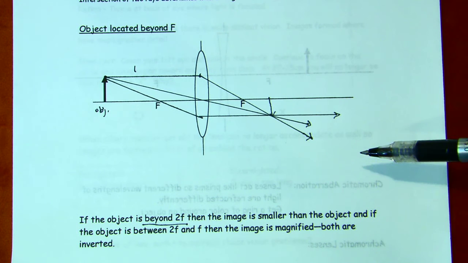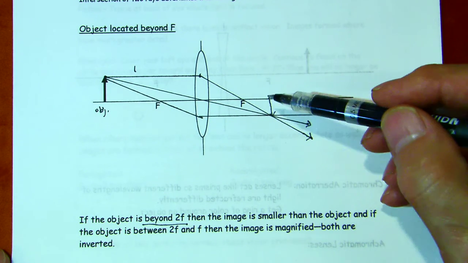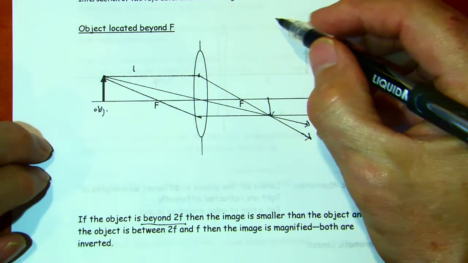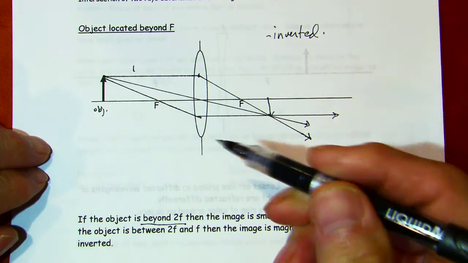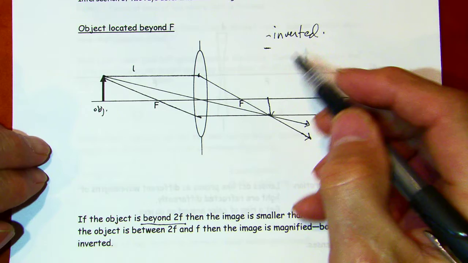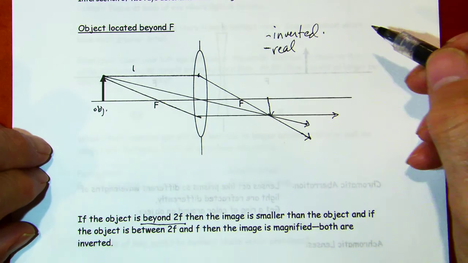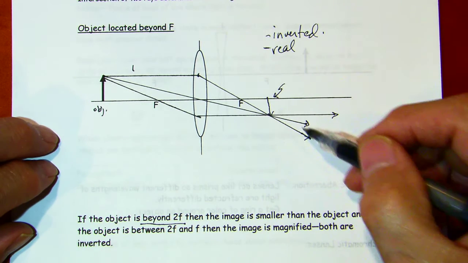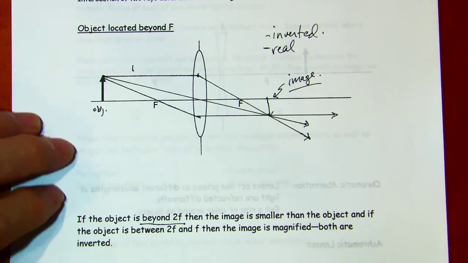If it is between 2f and f, then the image is magnified. But both of these are inverted. So you're going to get an inverted image. Oh, the other thing, real images are over on the far side of the lenses because light rays go through. This is a real image, and then you have to decide whether it's magnified or not. So here's our image. Very similar to what we did with mirrors.